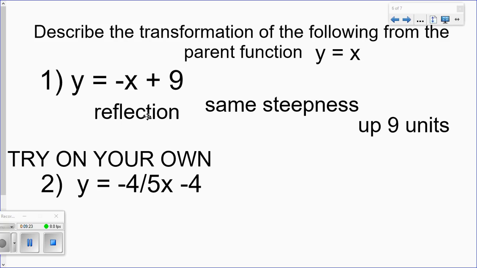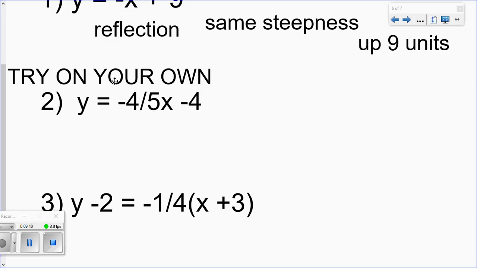I just need to go through: is there a reflection happening, yes or no? What kind of steepness is it? Is it steeper, less steep, or the same? And is there any translation? Did it move up or down, or did it not move at all? Okay? So that's what you're going to do with these two examples. One's in slope-intercept form, which is really easy because that's the form you need it in. The other one is in point-slope form, so you will have to change this to slope-intercept form.